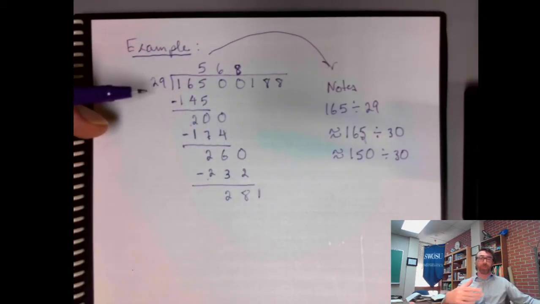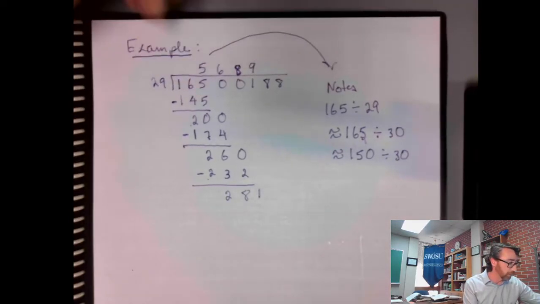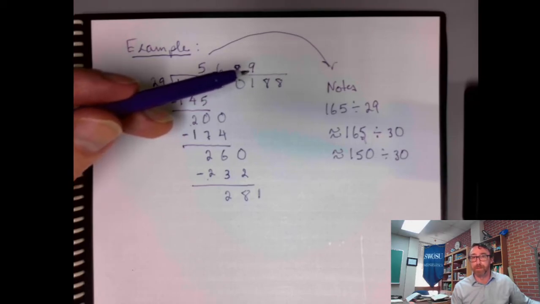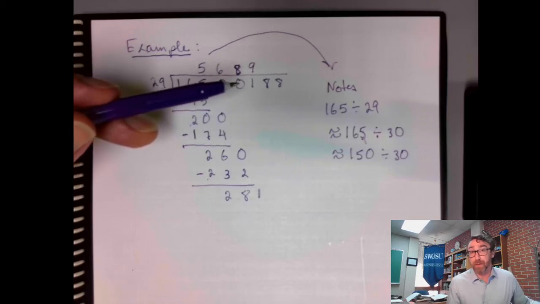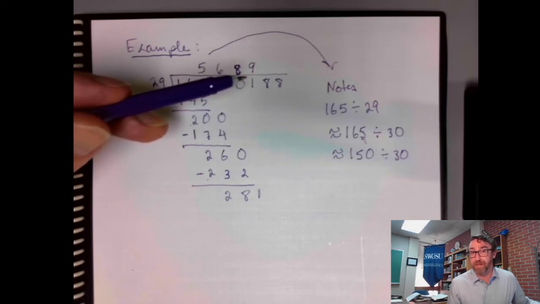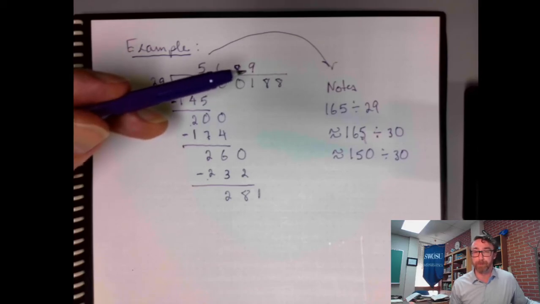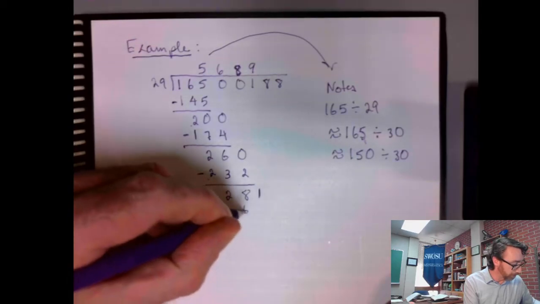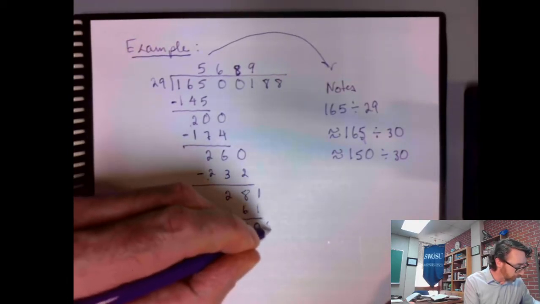Now we're thinking about 30 going into 281. I think I need a 9 here. Okay, 9 times 30 would be 270. And of course, to know that, we just need to know 9 times 3 is 27. So 9 times 30 gives me 270. 9 times 29 would give me 261. 208. All right.